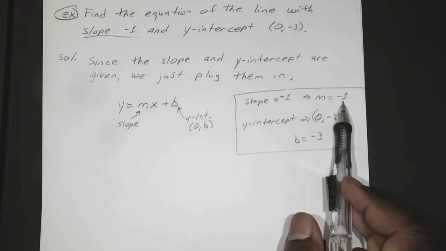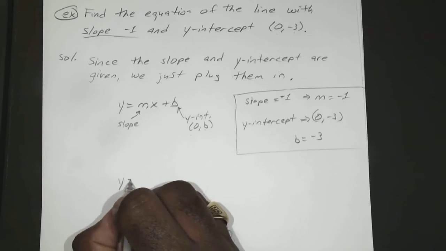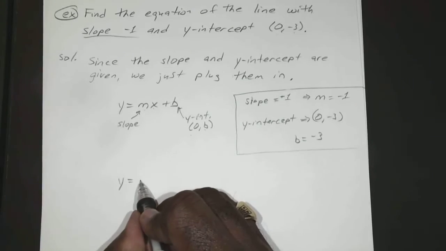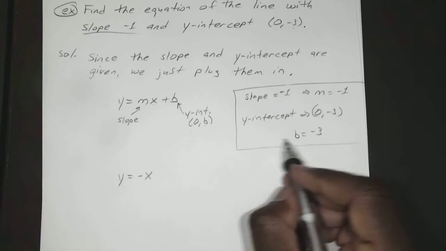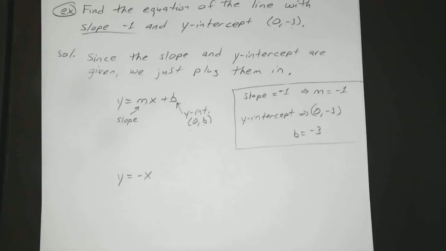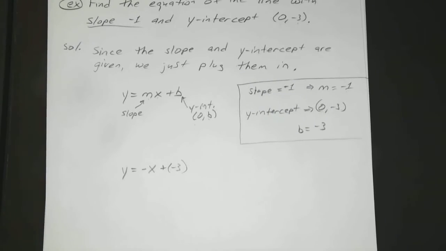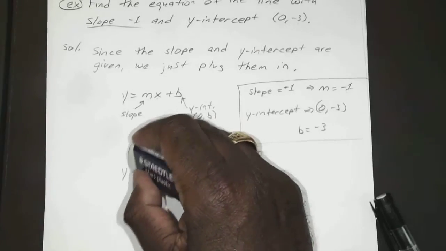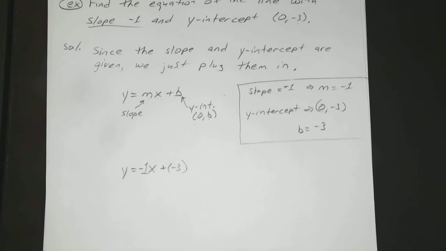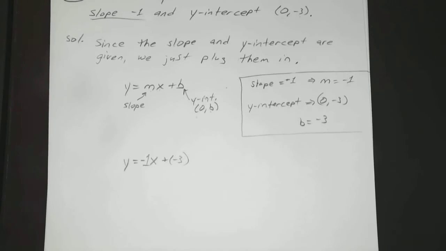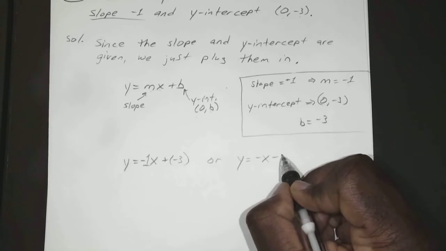So all we have to do is just plug those two in there, and we're done. So y is equal to -1 times x, or you can just put -x, plus -3, or you can just put -3. I'll just rewrite it both ways. And again, you don't have to write it this way. This is just me plugging in everything. Or you can write it as y equals -x minus 3.